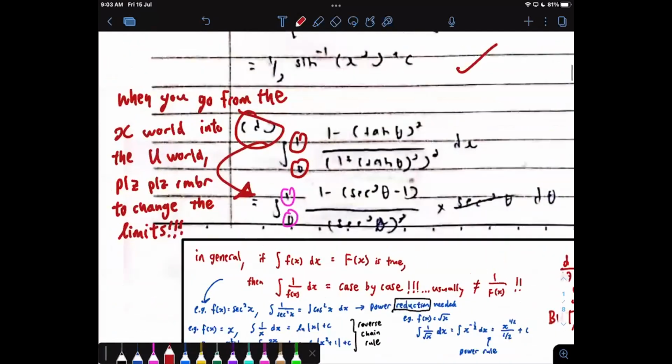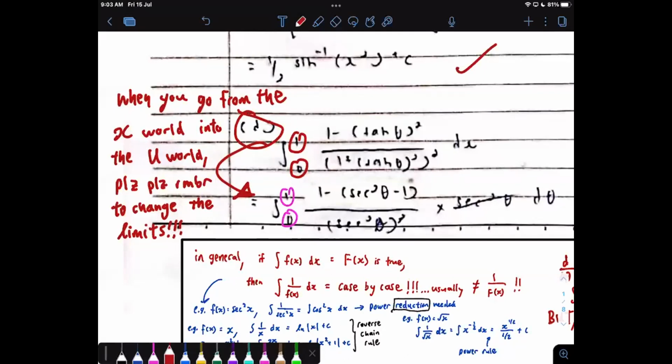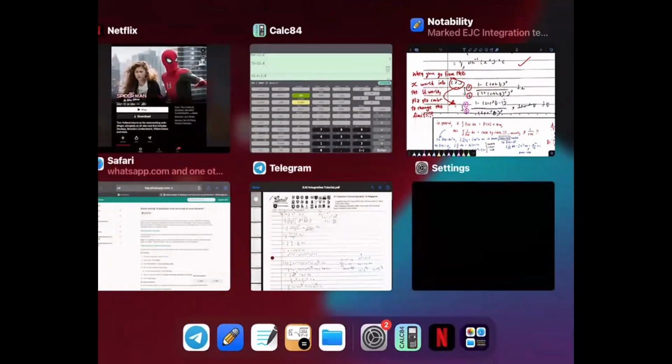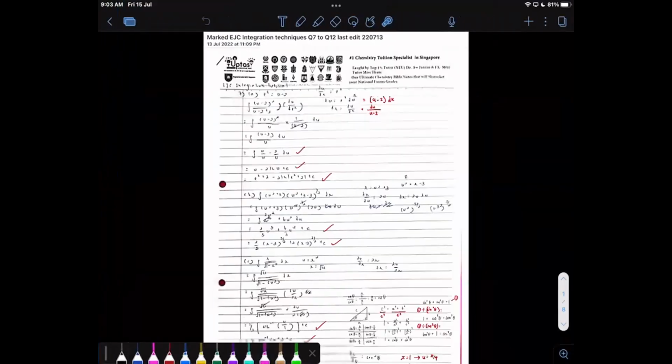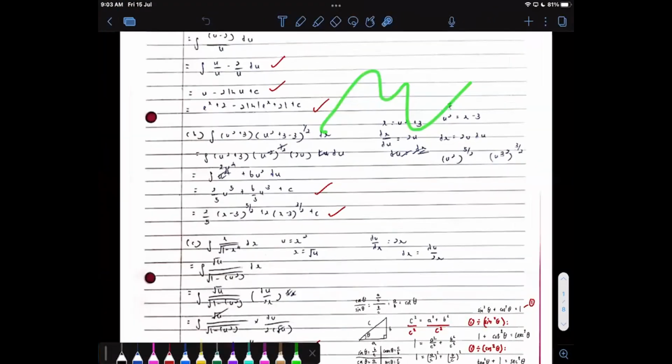Must remember, when you integrate by substitution, the limits here, can you see the limits? Oh, why is my highlighter not working? Sorry, give me a sec. Okay. What was I saying?